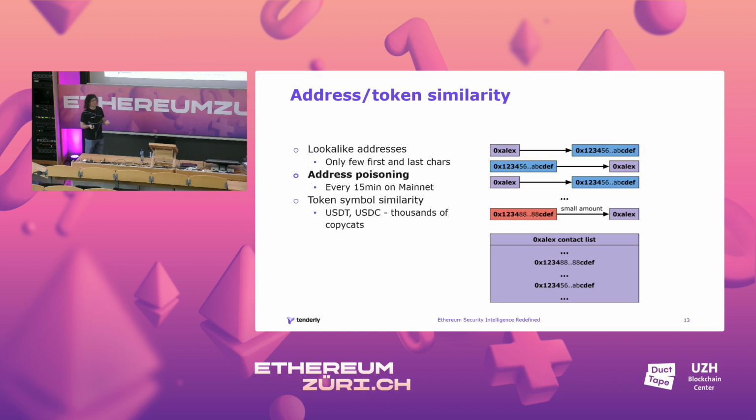A similar thing can also happen with token symbols. You can easily find thousands of copycats of USDT and USDC tokens. I just searched on CoinGecko. People are creating them all the time just because they want something like this to happen. They want a user to accidentally click on that token and maybe try to buy it or something like that.